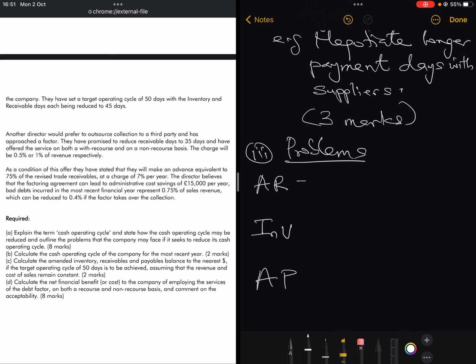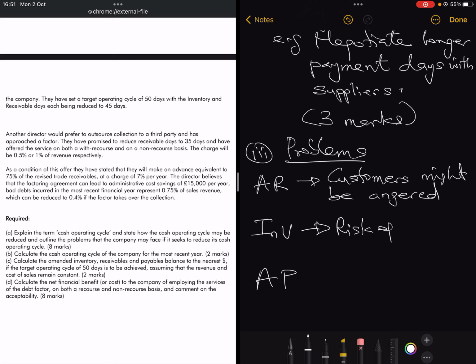So when you try to pursue promptly the invoices owed by customers, customers might be angered. And when your customers are not happy with you, you might lose sales. With inventory, if you adopt just in time, which means you only buy inventory when you have an immediate sale, you run the risk of stockouts, which is very dangerous.